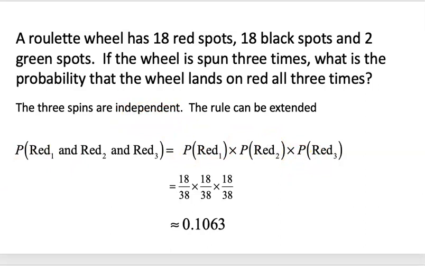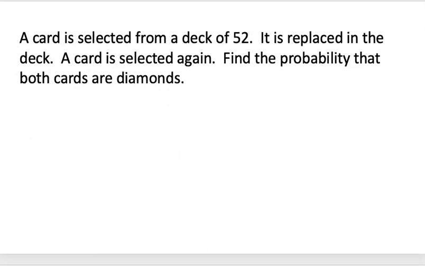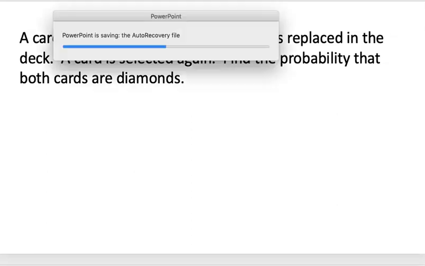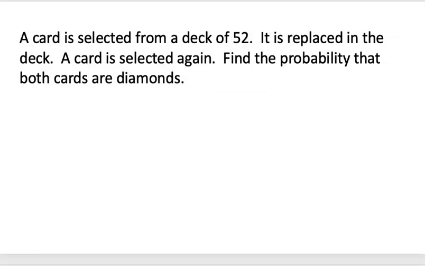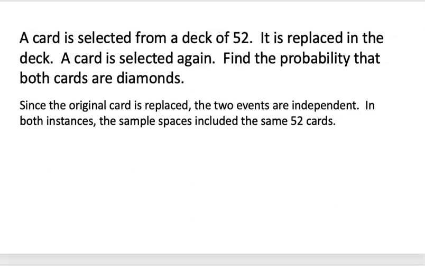Okay, our next example. We're going to select a card from a deck of 52. It is replaced. So we select a card, put it back in the deck, shuffle it up. We're going to select a card again. We want to know whether or not both cards are diamonds. So are these independent events? Is what happens on the first going to cause an effect with what happens on the second? Well, we're putting the card back in the deck. Card goes back in the deck, so there's still 52 cards in the deck. That is not going to change the likelihood of what happens on the second one. Sample spaces in each case include the same 52 cards. They will be independent events.